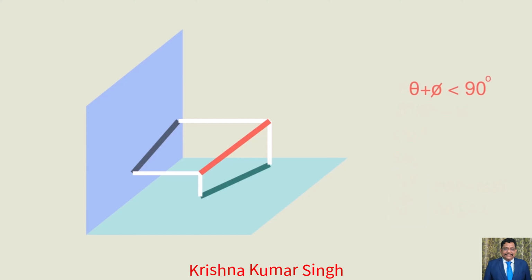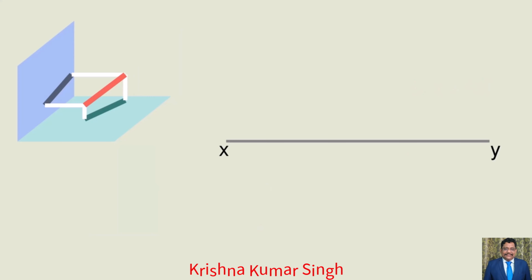Now let us discuss the procedure for first case, theta plus phi less than 90 degrees. It consists of three steps. Step 1. Draw the XY line, say 100 mm. Keep a point A' above the reference line at a distance that is given below HP. From there, draw the front view true length with given inclination and mention that last end as B1'.